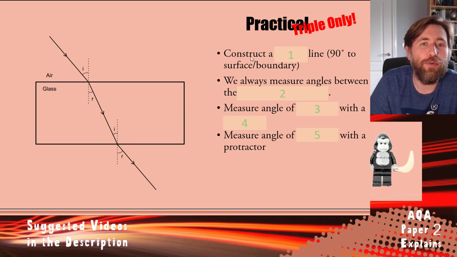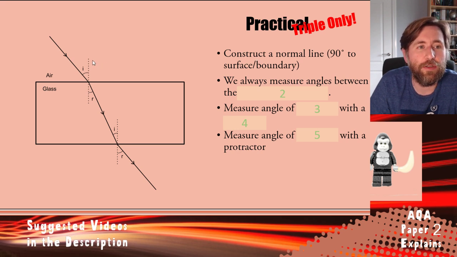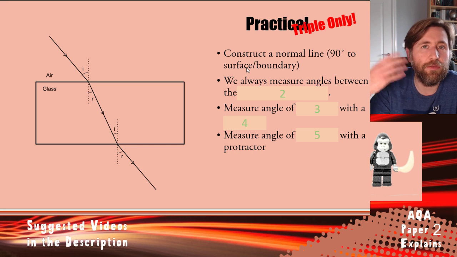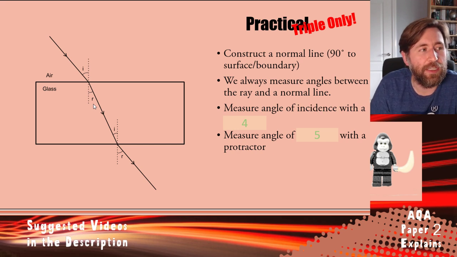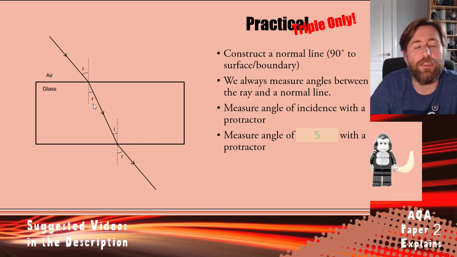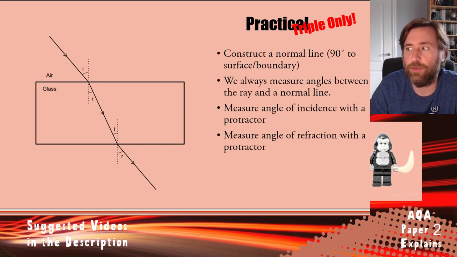Okay, there's a practical to do with the refraction of light that you need to know about. Always remember to construct a normal line before you measure your angles. So these dotted lines are what you call normals. They are at right angles, 90 degrees, to a surface or a boundary. Whether it's reflection or refraction, you always measure between a ray and the normal. So I've labeled I the angle of incidence there, and R the angle of refraction there as well. You measure the angle of incidence with a protractor. You measure the angle of refraction with a protractor. It's important to make sure you say what you are measuring stuff with in your GCSE physics.